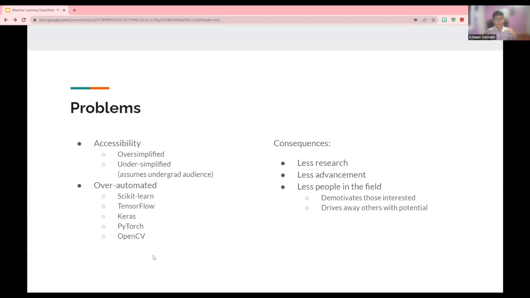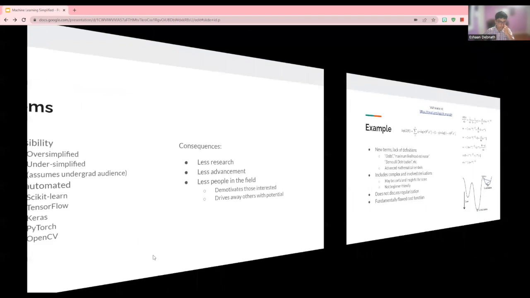The second problem is that there are many libraries that do machine learning for you by encapsulating the algorithms and functions. This is good for practical applications, but focusing on applications instead of algorithms leads to less research and slows the development in the field of machine learning.